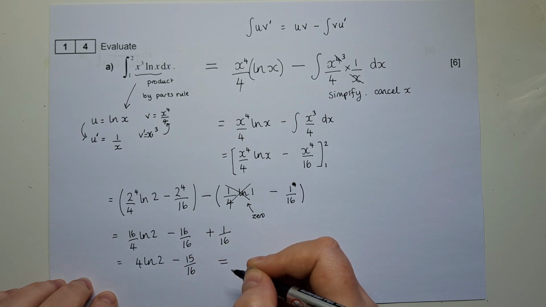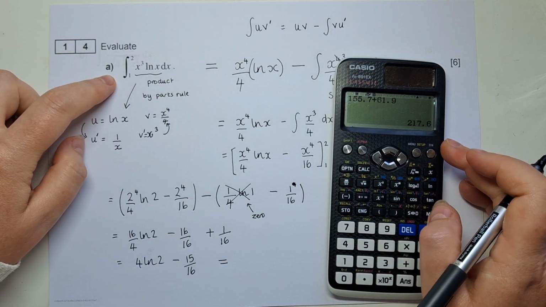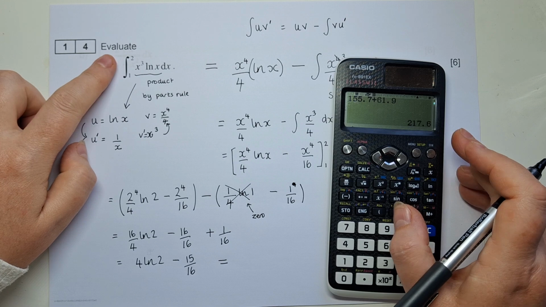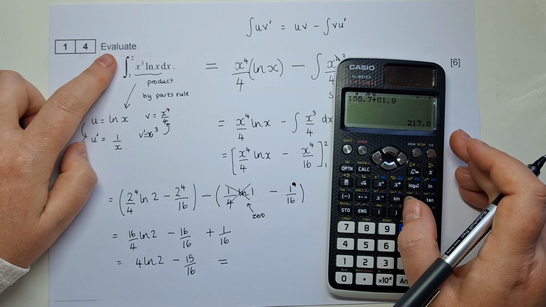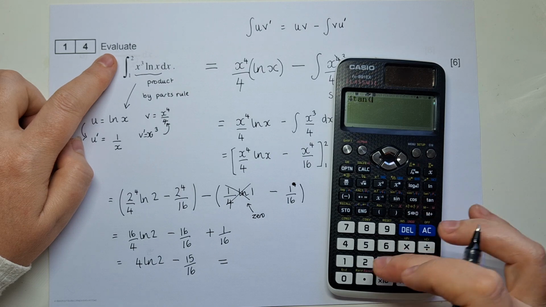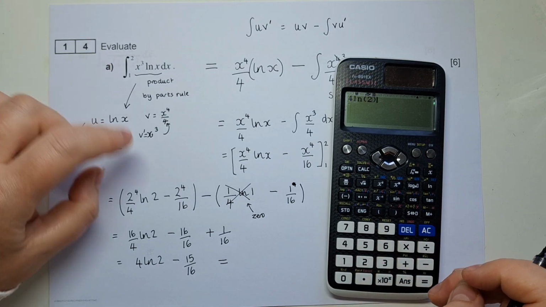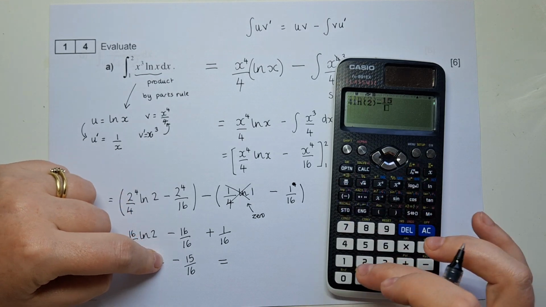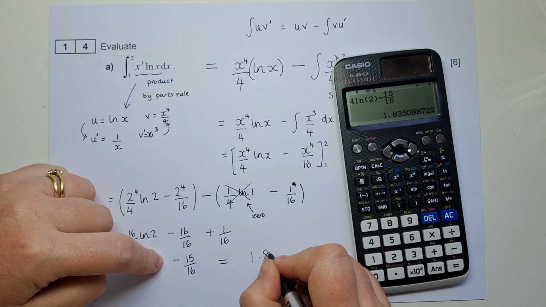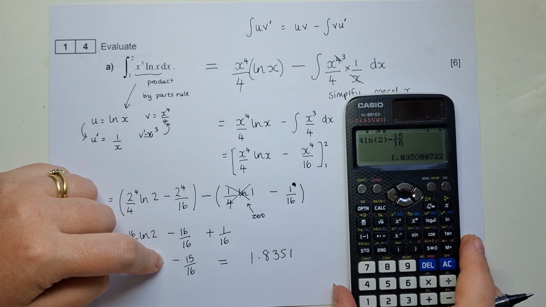Now the calculator will give you the decimal. The question didn't actually say we had to do it in exact form. And it says the word evaluate, which normally means just give us the value. So it presumably means it's happy with you saying what this is as a decimal. So 4 ln 2, take away 15 sixteenths would be 1.8351. Don't know how many decimal places to go to either.